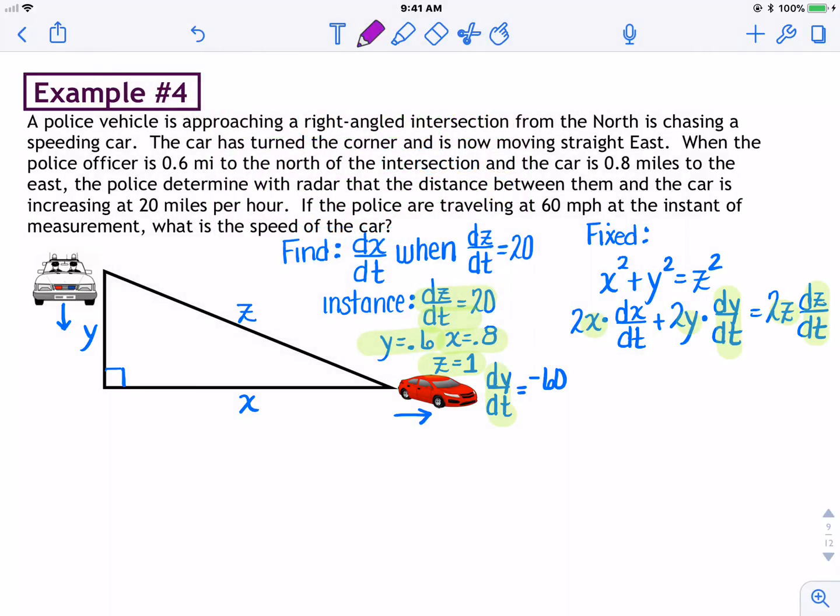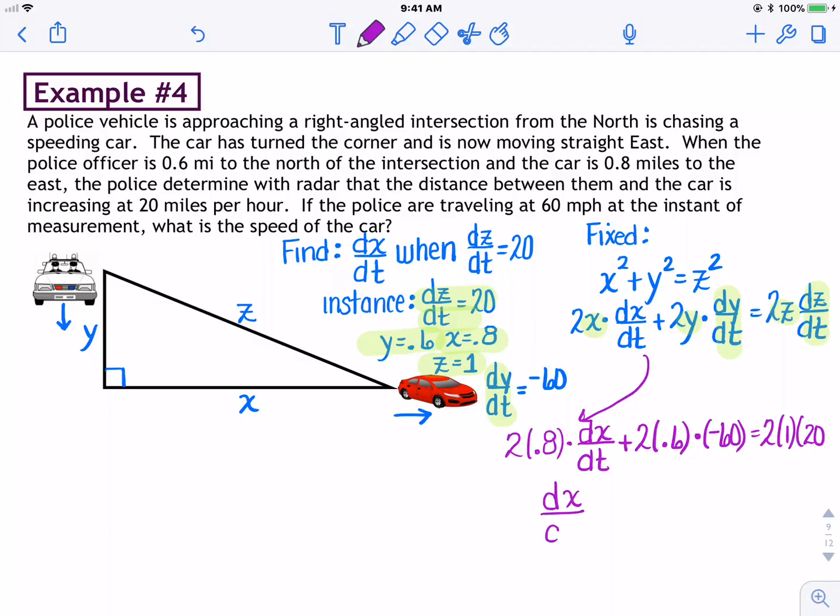So my information is going to say that at that instance in time, when x is 0.8 of a mile, we're trying to find dx/dt, so let's leave that. Twice the y value times how the y is changing, which is -60 miles per hour, is twice our z value times how our z is changing, 20 miles per hour. Do a little bit of moving around. Solve for the rate you were trying to find. It should come up 70 miles per hour.